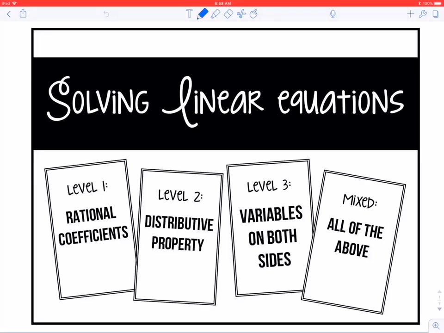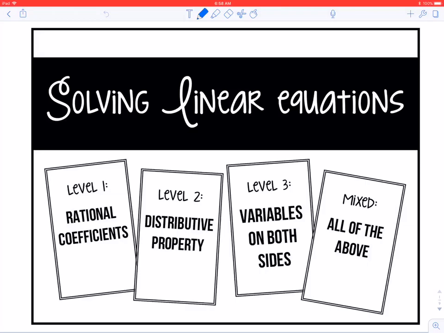Ladies and gentlemen, you need your solving linear equations foldable so that you can record some notes as you listen to this video. You should have 4 flaps for each of the types of equations that we are going to work through, and I've leveled them for you, generally according to complexity.